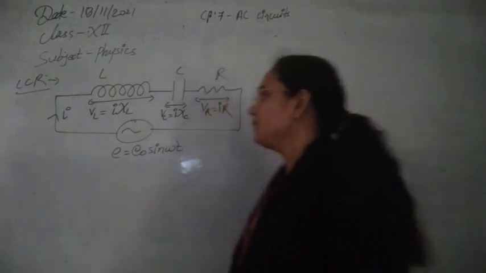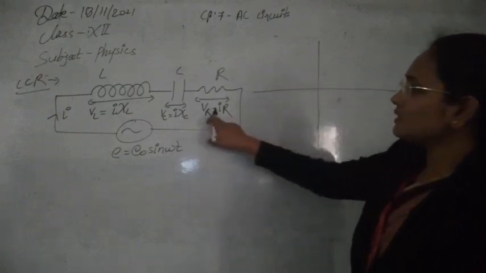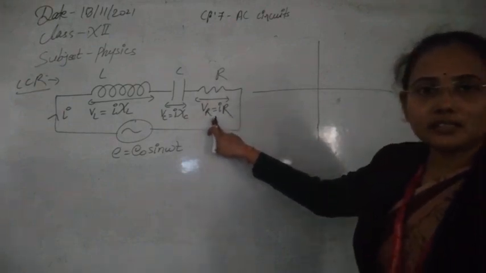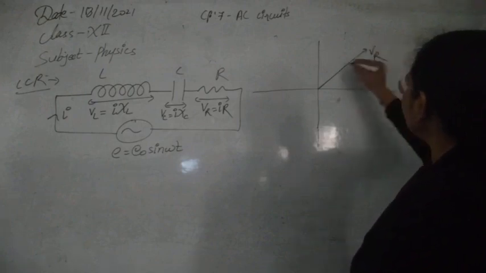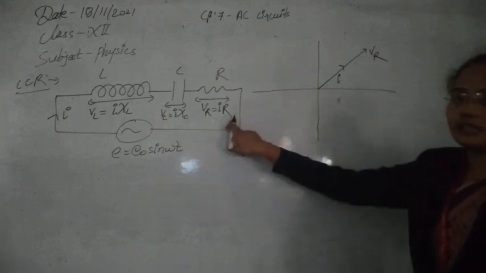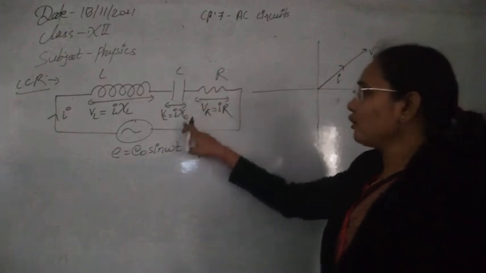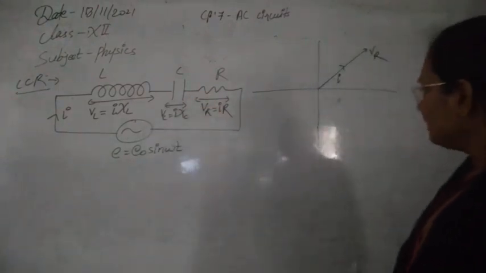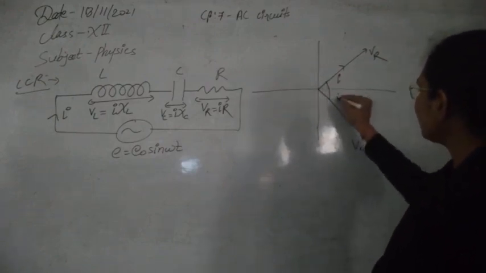We will draw the phasor diagram. Let's start with the resistance, because in this case potential and current are both in the same phase. Suppose this is the direction of VR, and I will be in the same direction. This is the phasor diagram for resistance. Now for the capacitor, you know that the potential across the capacitor, VC, is lagging the current. So this is VC, and it is lagging by pi by 2.